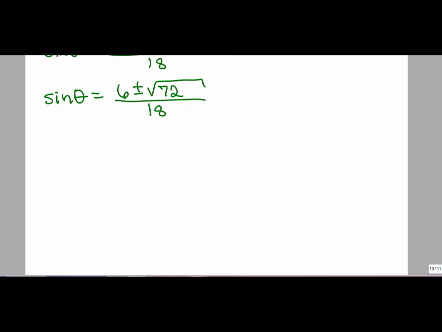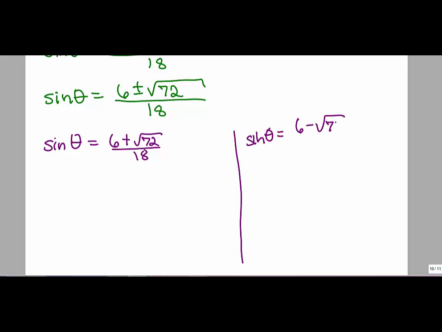Now keep in mind that we do have two sine values because we're looking for plus and for minus. So let's separate these. Sine theta equals 6 plus the square root of 72 all over 18, and then sine theta equals 6 minus the square root of 72 all over 18. So that plus or minus separates into two separate solutions.